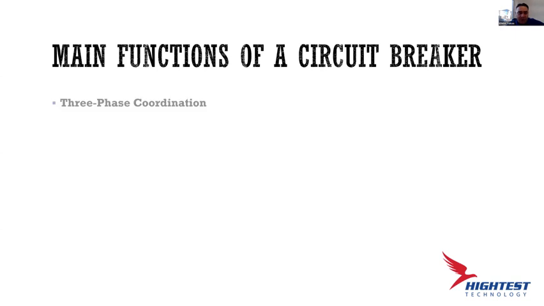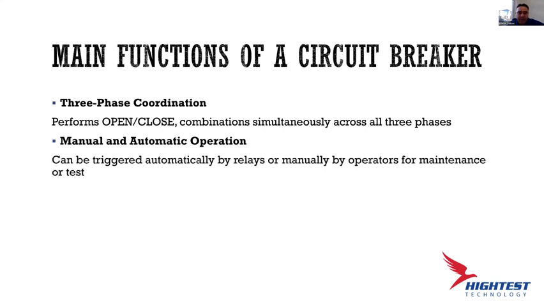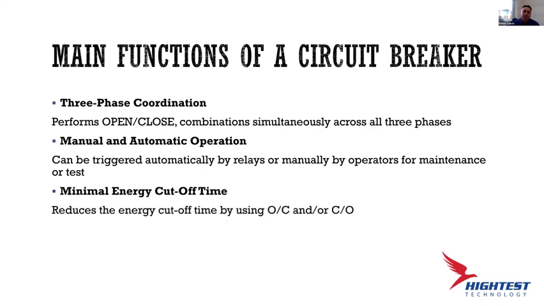More main functions of the circuit breaker: three-phase coordination, which performs open-close combinations simultaneously across all three phases. Manual and automatic operation, which can be triggered automatically by a relay or manually by operators for maintenance or testing. And minimal energy cutoff time, which reduces the energy cutoff time by using open-close and or close-open functions.